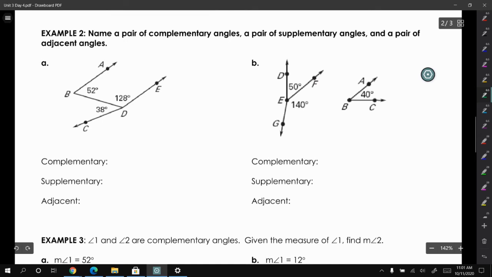Example number 2 says, name a pair of complementary angles, a pair of supplementary angles, and a pair of adjacent angles. So for complementary, we need two angles that add up to 90 degrees. So 52 plus 38 equals 90. So we want angle ABD and angle BDC.